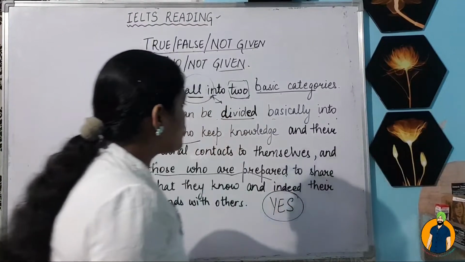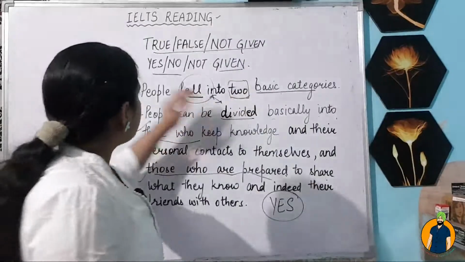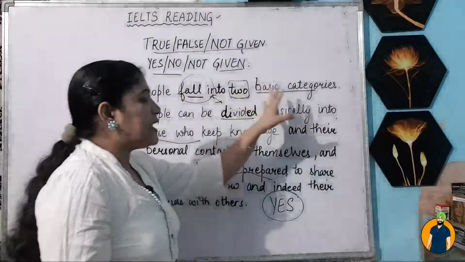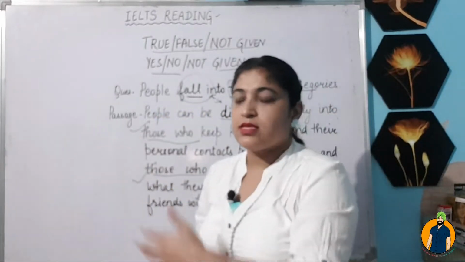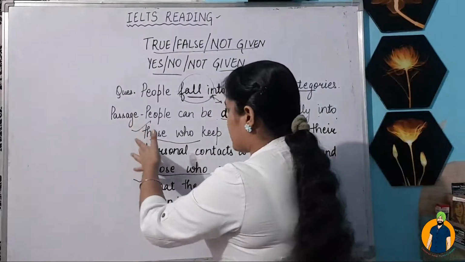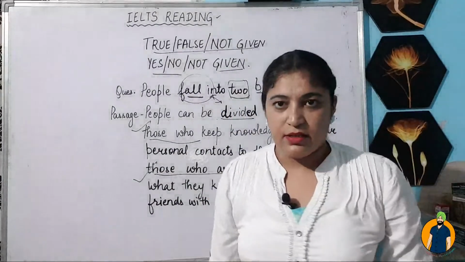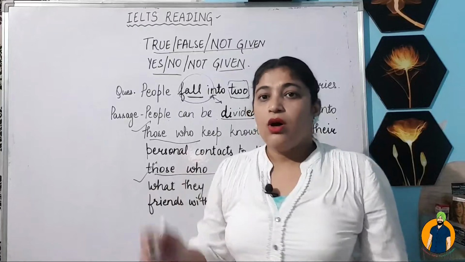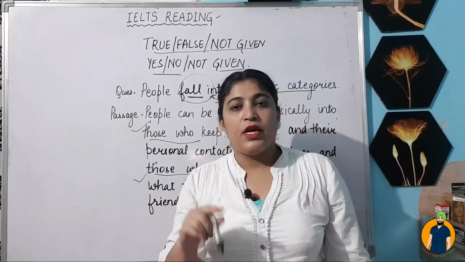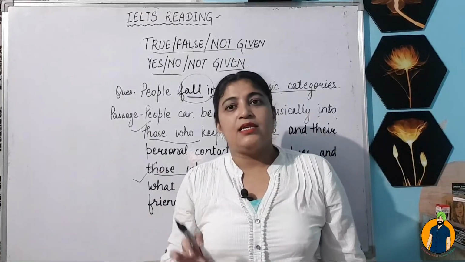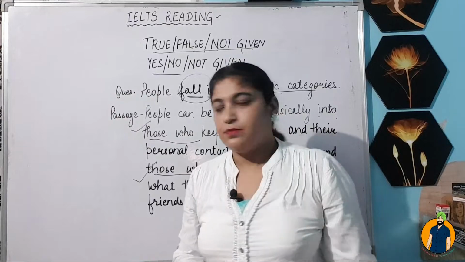So in the passage it is given in detail about those categories, but in the question it is simply written that people are divided into two basic categories, and in the passage it is given in detail which those categories are. Clear? So read the passage as well as the question properly, and interpret and analyze the question properly so that you get the appropriate answers.